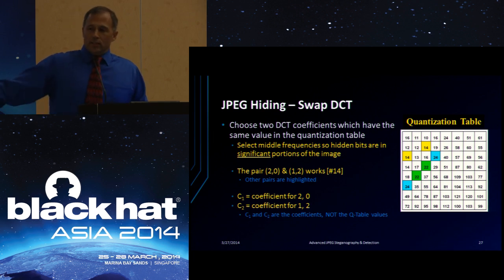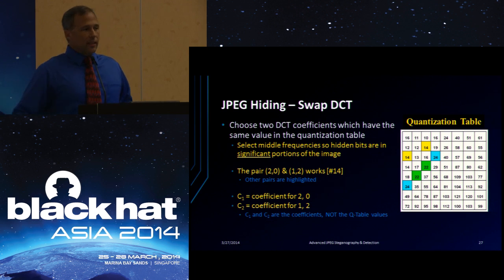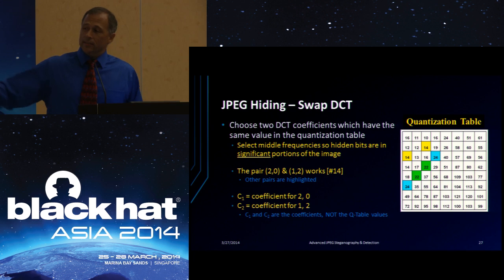And then you read your message. And the message can be anything. It doesn't have to be a picture. It can be a PowerPoint slide presentation. It can be an executable file. It can be a zip file. It can be encrypted. It doesn't matter. The message to the hiding algorithm looks just like a stream of bits. Just reads them bit by bit.